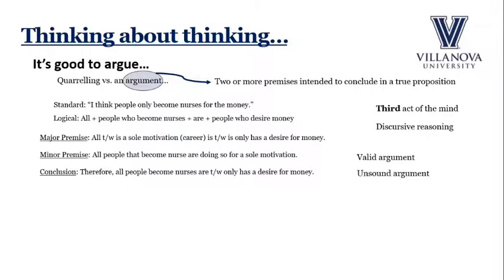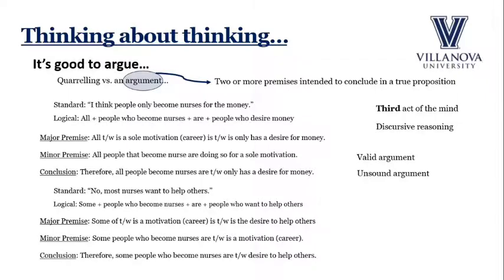Now we're going to look at an argument, our rebuttal, if you want to call it that, where we said no, most nurses want to help others, okay? And we said the logical form of that would be some people who become nurses are people who want to help others. Now this would be a way that I can really demonstrate how you can make this invalid. Because if I had some, and then all, you can't do that. I can't talk about some people and then some people and then conclude all people. You know, I've already thrown it out, okay?